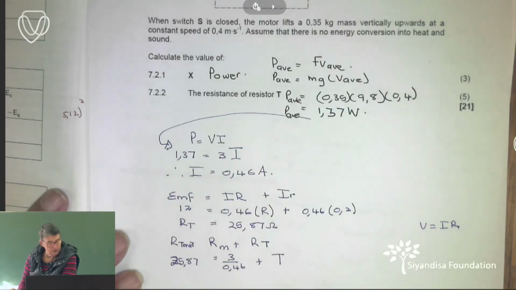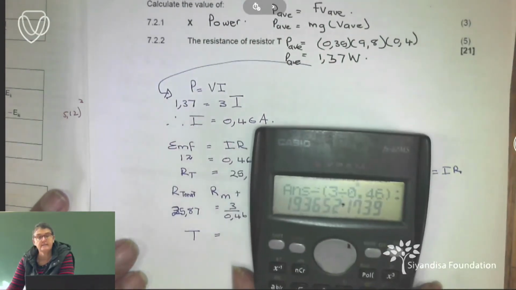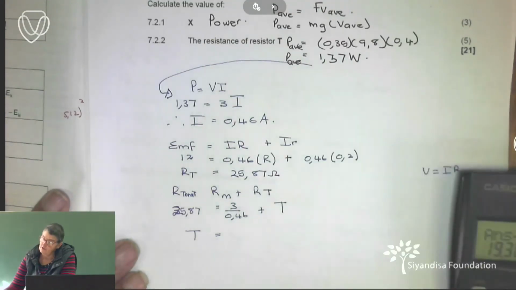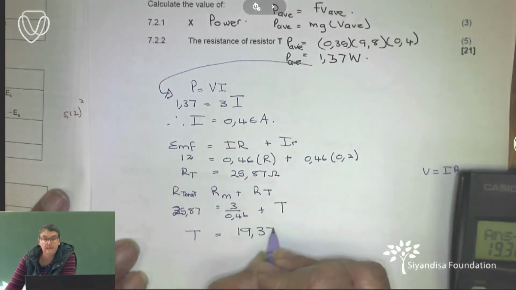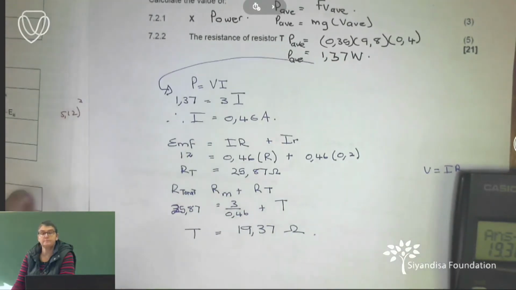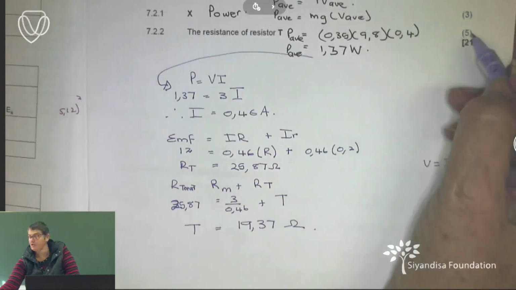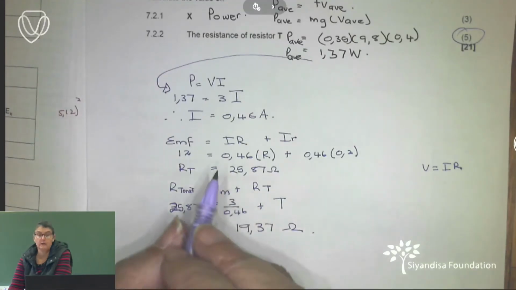And I get that my total resistance, or RT, should be equal to 19,37 ohms. You see that? People, if you look at this mark allocation, it was 5 marks. So that indicated to you immediately that it should be quite a long calculation to get out there.